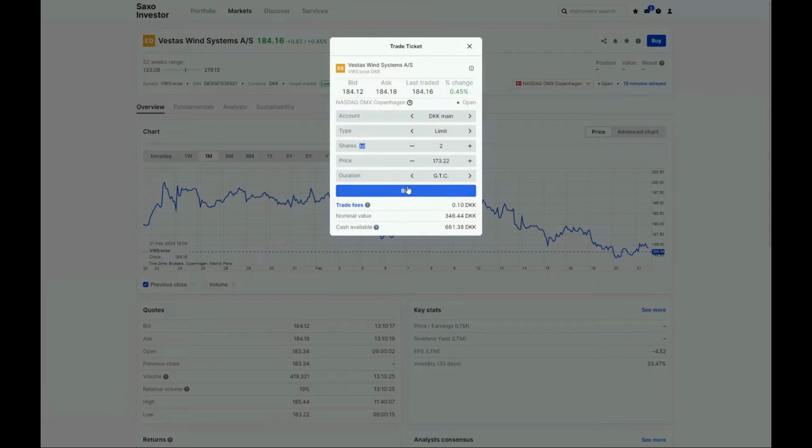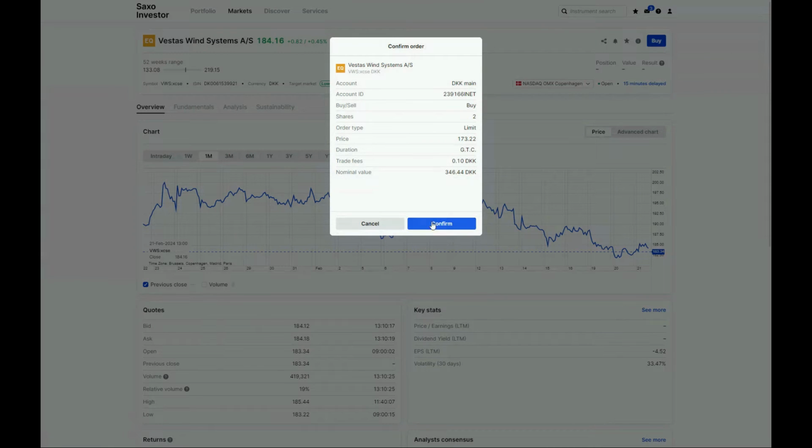If I press buy here, it comes up with a confirmation order. When I confirm this, it says I want to buy 2 shares, limit order, at a price of 173 Danish kroner. And what are the trade fees? Well, don't look into this here, because this is a demo account, so the prices are a bit skewed. And what's the nominal value of the 2 shares that I'm buying? Well, that's 146 Danish kroner.